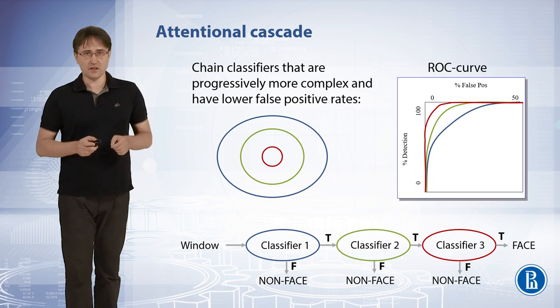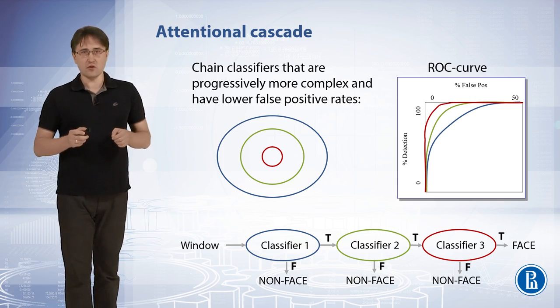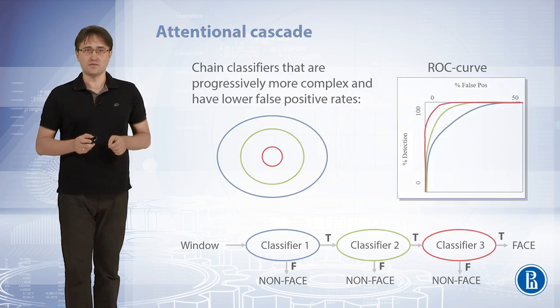We chain classifiers that are progressively more complex and have low false positive rates. Each additional classifier improves the performance of the cascade. We continue adding classifiers until we reach the desired false positive rate.